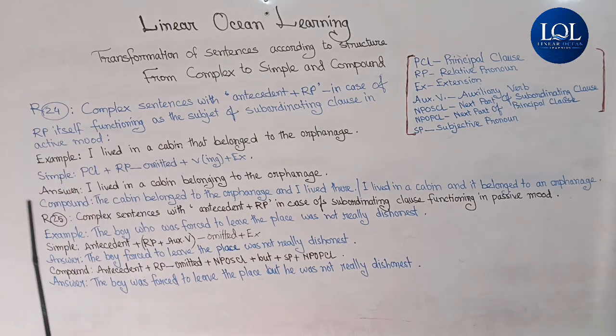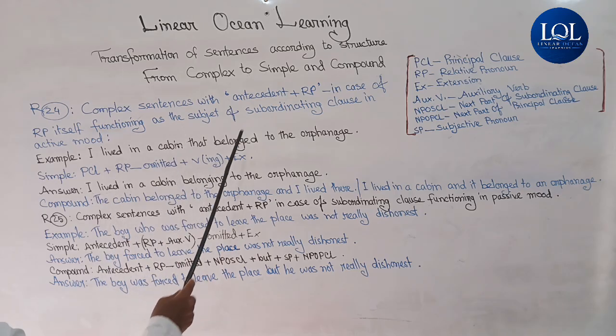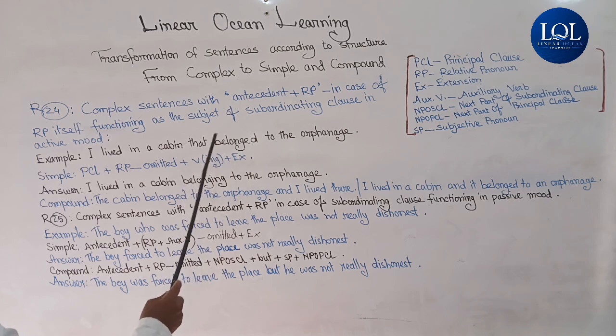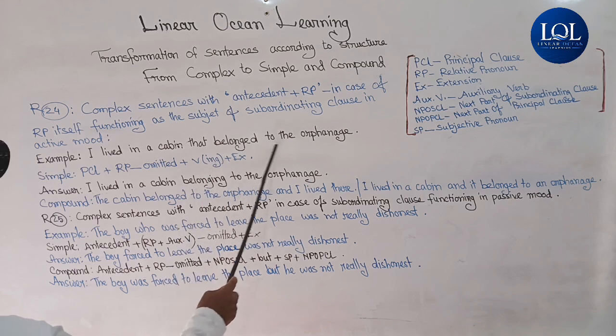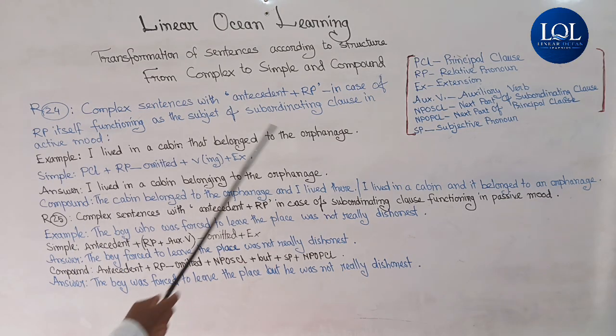If we want to put it into simple sentence, the structure we have to follow is PCL, RP omitted, plus verb ing, plus extension. PCL is I lived in a cabin. RP will be omitted. Verb is belonged here and its ing form is belonging, plus extension to the orphanage. So answer is I lived in a cabin belonging to the orphanage.